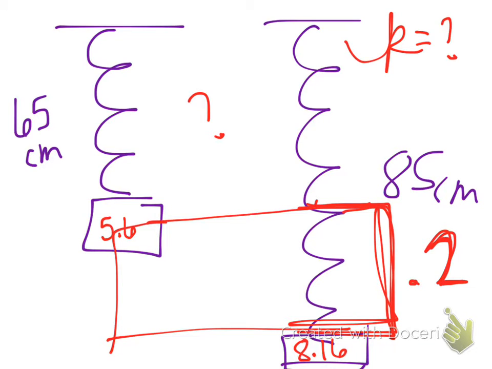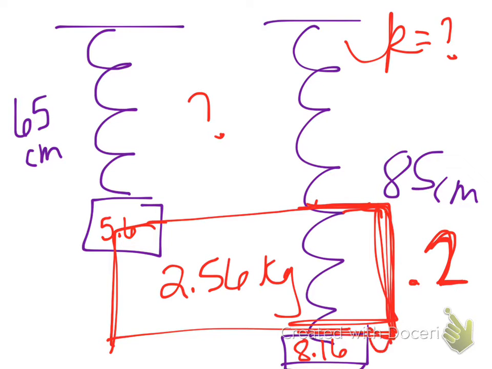What was the mass change that made it stretch that extra 0.2 meters? How would I find the mass change? You subtract the initial from the final. That's right. Final minus initial. So I take 8.16 minus 5.6. That tells us that 2.56 kilograms made that spring stretch this extra 20 centimeters or 0.2 meters. Okay, is that part making sense?